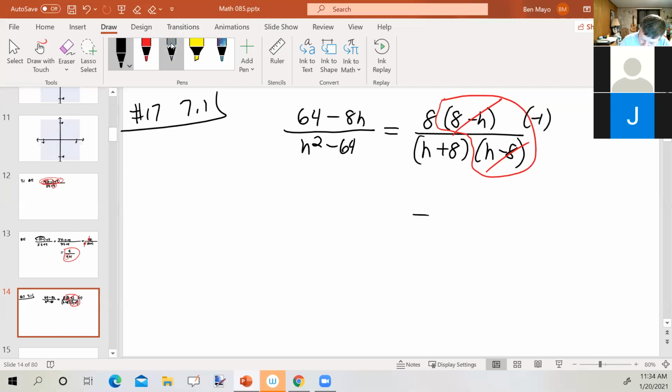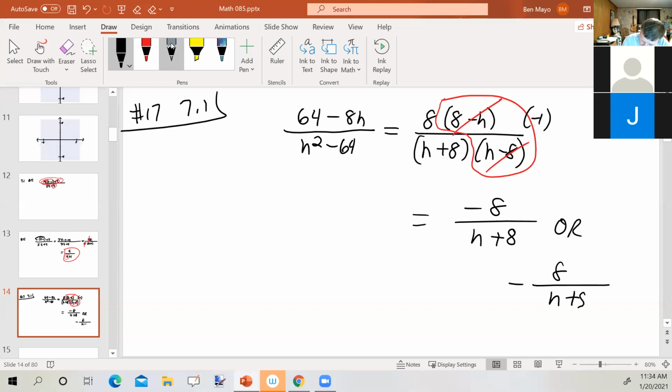So now what have I got? I've got -1 times 8 or -8 over h plus 8. And you could write the answer that way, or you could put the negative sign out in front of the entire fraction and write it that way. Okay? Any questions there?